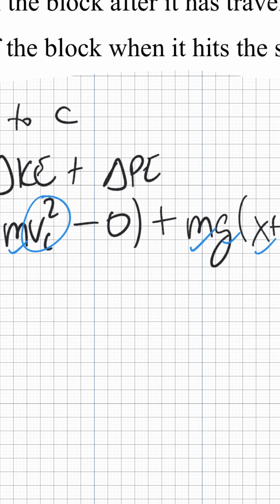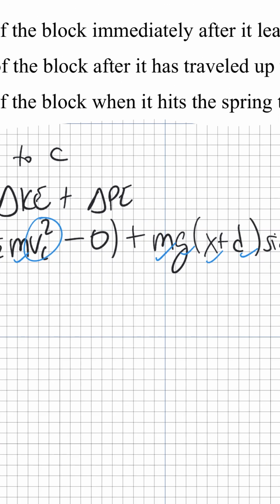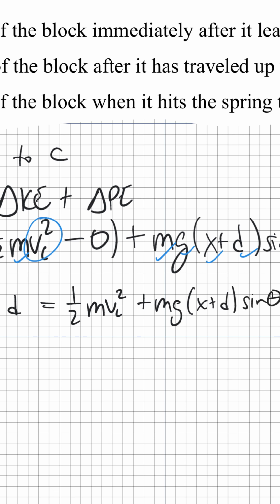We're over here. Oh, it doesn't look like the m's are going to be able to cancel, which is annoying. Okay, so we're left with this huge expression, mu mg cosine theta d equals 1/2 mvc squared plus mg x plus d sine theta minus 1/2 kx squared. And this is the one that we're going to solve for.